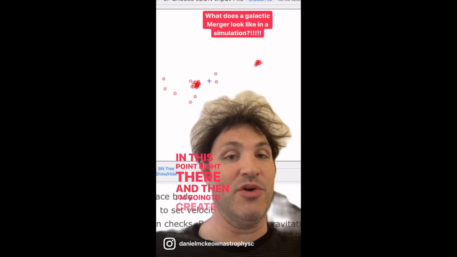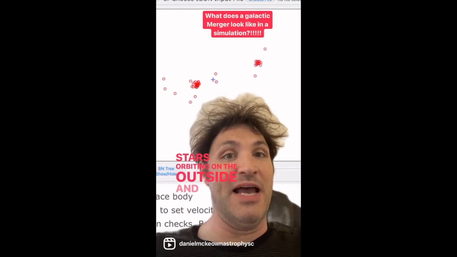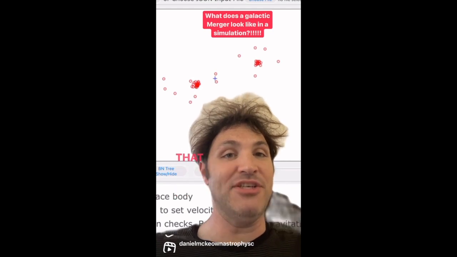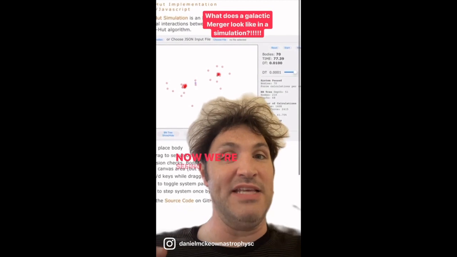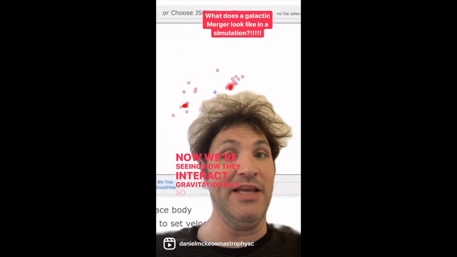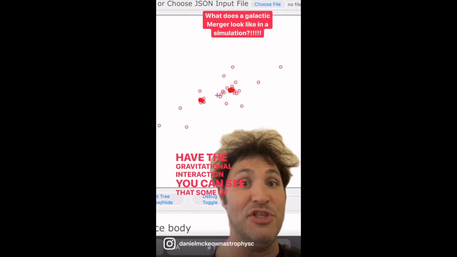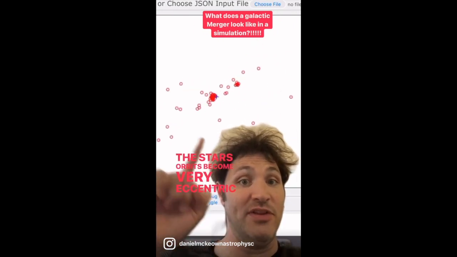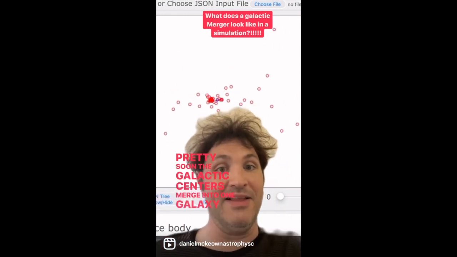And then I'm going to create more stars orbiting on the outside. And then you can just imagine that these two galaxies come together from some distance, and now we're seeing how they interact gravitationally. So here we have the gravitational interaction. You can see that some of the stars' orbits become very eccentric. They go way out, but pretty soon the galactic centers merge into one galaxy.